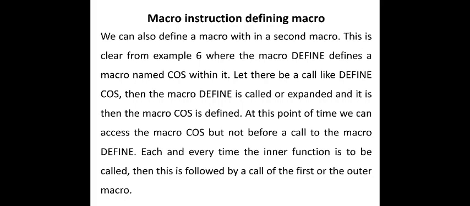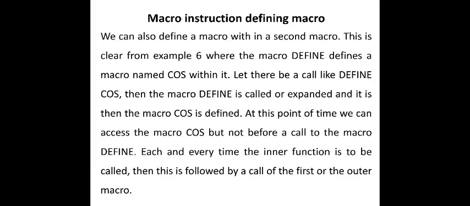Let there be a call like DEFINE COS. Then the macro DEFINE is called, or it will be expanded, and it is then that the macro COS is defined. At this point of time, we can access the macro COS but not before a call to the macro DEFINE. Hence, each and every time the inner macro is to be called, it is preceded by a call of the first or the outer macro. I think, dear students, you are clear on what we are going to learn today. Here we have two macros, and one macro is going to define another macro in its call.